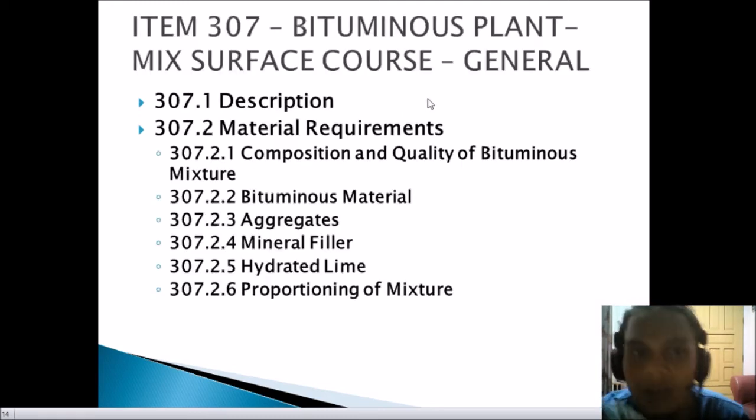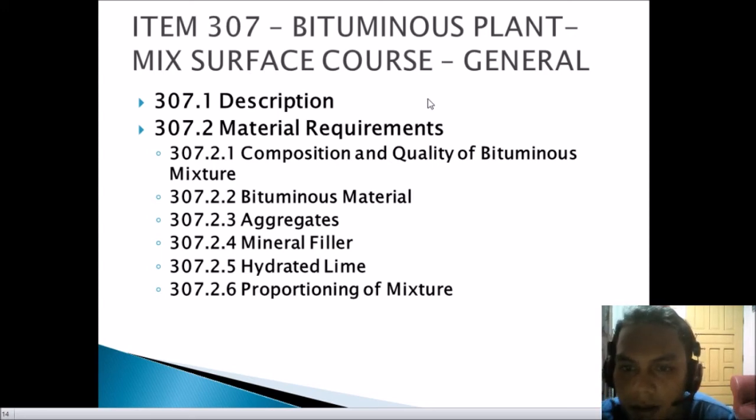So next is item 307, which is the bituminous plant mixed surface course, general. 307.1 description. This item includes general requirements that are applicable to all types of bituminous plant mixed surface courses, irrespective of gradation of aggregates and kind of amount of bituminous material. So next is 307.2, which is the material requirements.